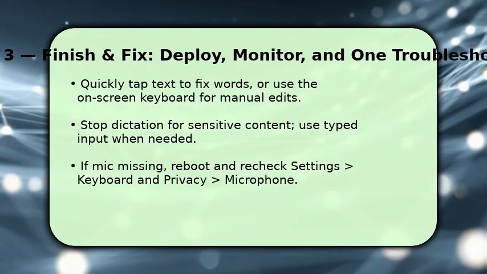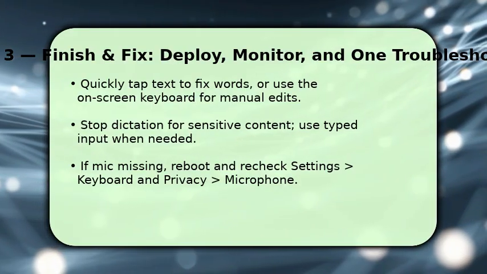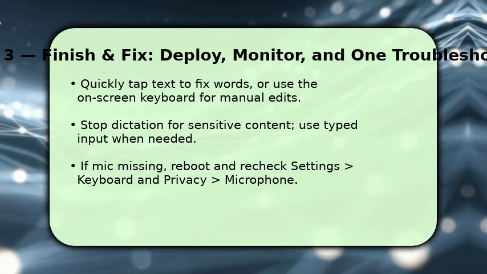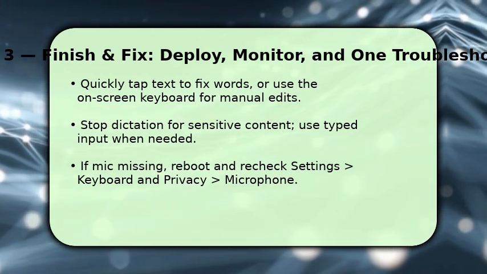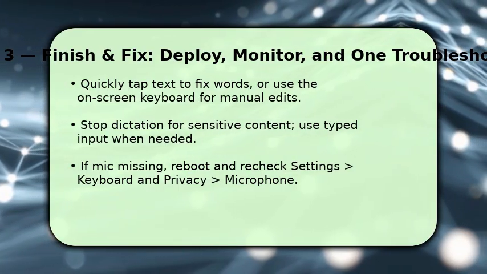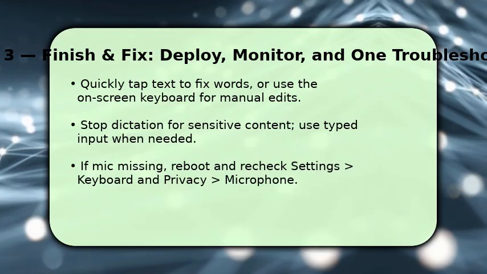You finish by reviewing and sending the text. Tap any word to correct mistakes, or use the keyboard to insert punctuation or emojis. Once done, hit send or save. If accuracy drops, speak more slowly and use clear commands for punctuation. That helps the model parse sentences.